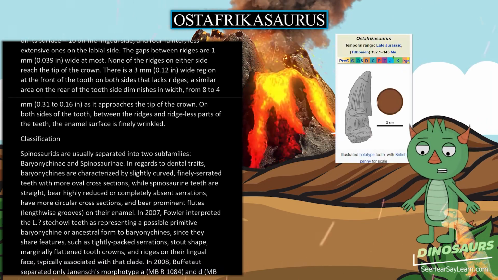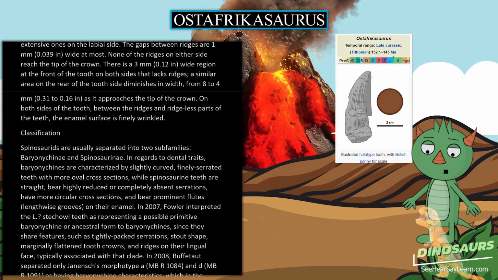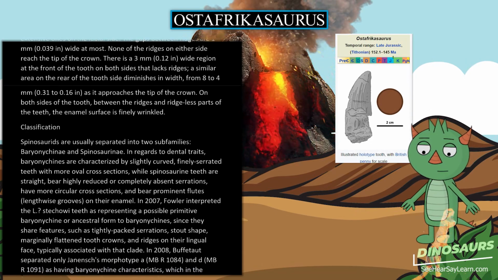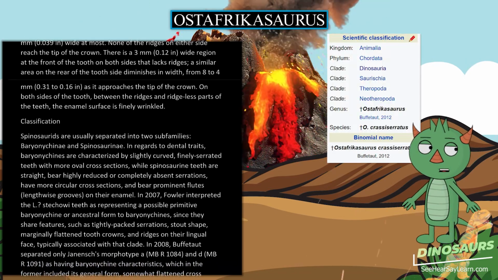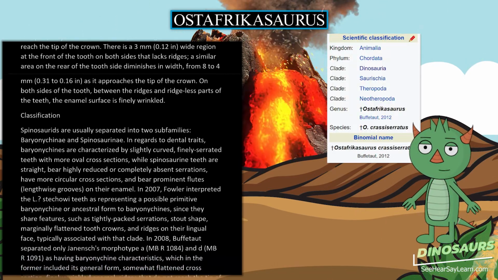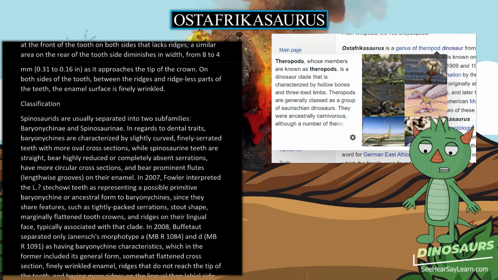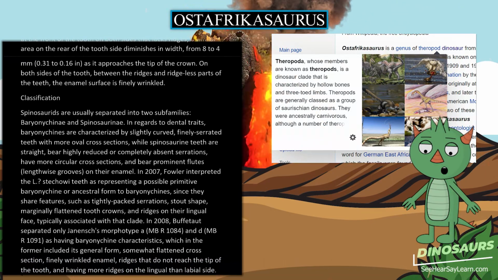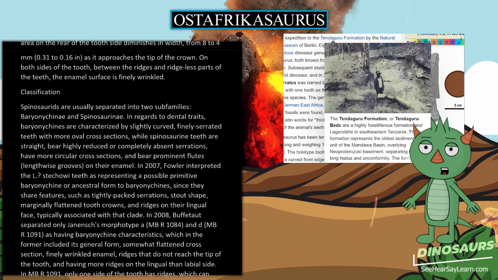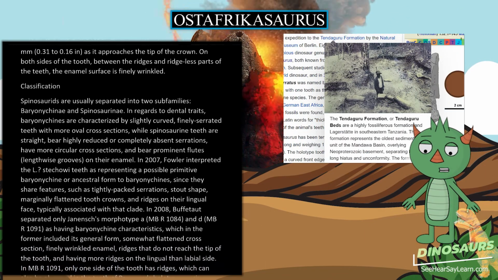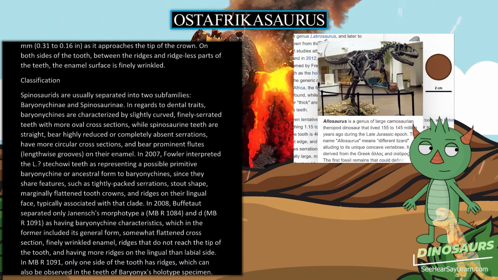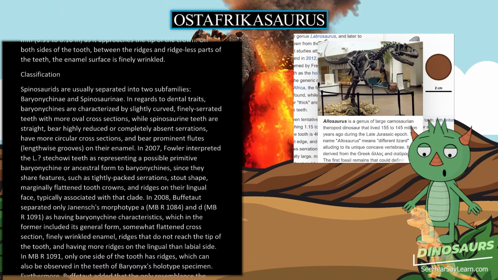wrinkled. Classification. Spinosaurids are usually separated into 2 subfamilies, Baryonychinae and Spinosaurinae. In regards to dental traits, baryonychines are characterized by slightly curved, finely serrated teeth with more oval cross-sections, while spinosaurine teeth are straight, bear highly reduced or completely absent serrations, have more circular cross-sections, and bear prominent flutes, or lengthwise grooves, on their enamel.